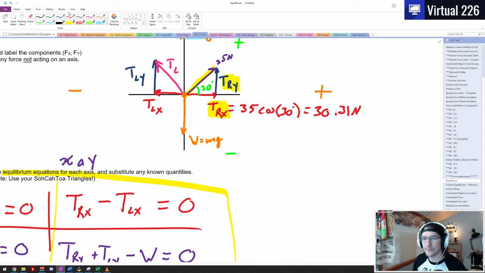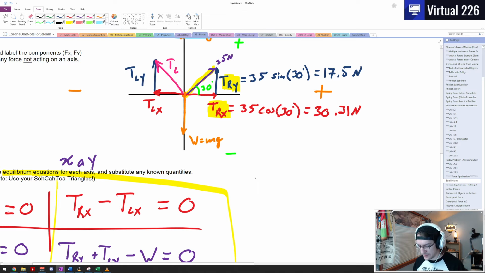And we get a value of 30.31 newtons there. Over here, the y component, the up and down, is the opposite side, so that's the sine component. So this will be the tension, 35 newtons, times the sine of 30 degrees. And 35 times the sine of 30 gives us a value of 17.5 right there.